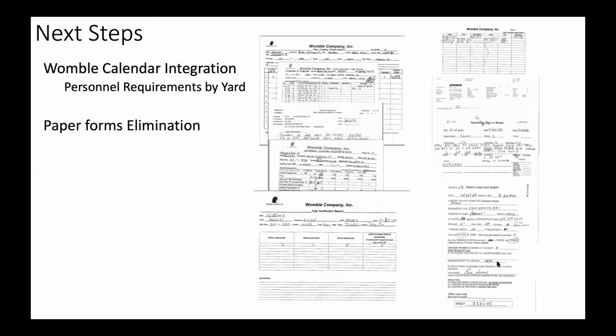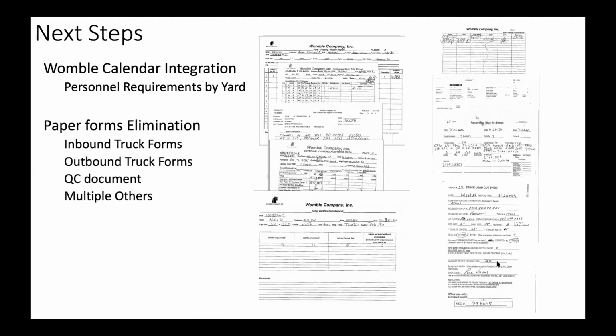Forms elimination. This is a big one. So when I said he had 10, these are 9 that we talked about immediately. There's QC documents. There are inbound truck forms or outbound truck forms. They're all done manually. They're all written up manually.